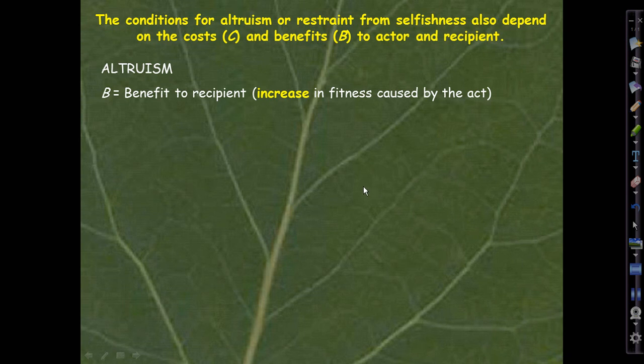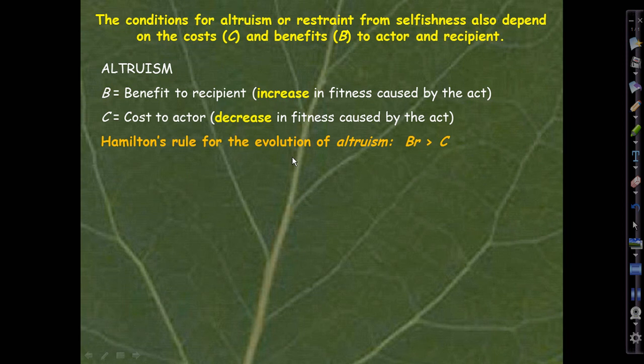So for altruism, the benefit to the recipient is the increase in fitness of the recipient caused by the act. As I just said about my sister, hypothetically, if I could have done something to cause her to have another offspring more than she would have, that would have been a benefit of, say, one offspring to her. Then the question is, what was the cost to the actor, me in this case, for doing it? What decrease in fitness was caused to me by myself by performing this altruistic act?